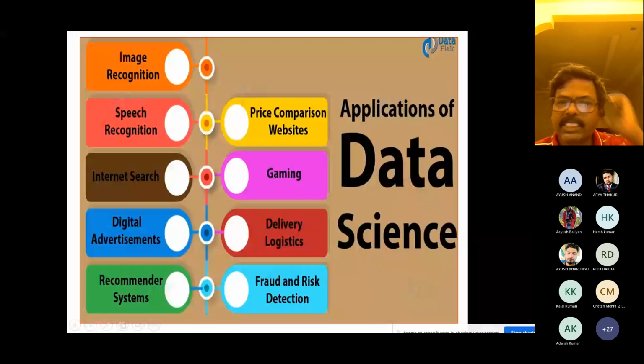So what are the applications of data science? We are using data science in image recognition applications, speech recognition applications, price comparison websites, internet search, gaming, digital advertisements, delivery logistics, fraud and risk detection, and recommender systems.